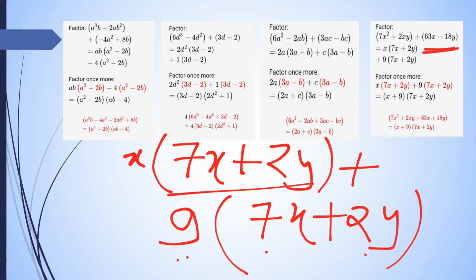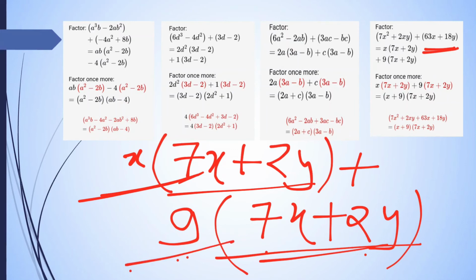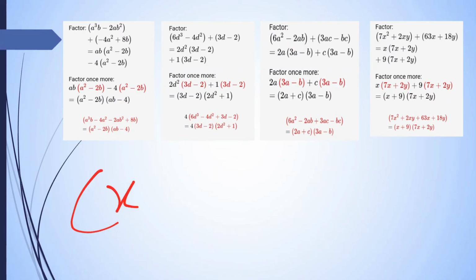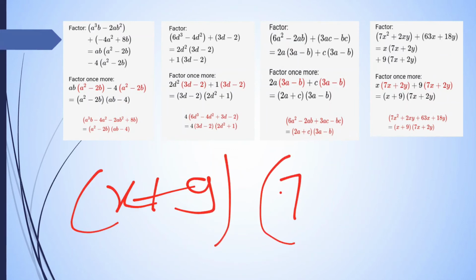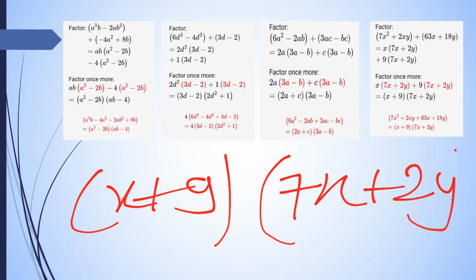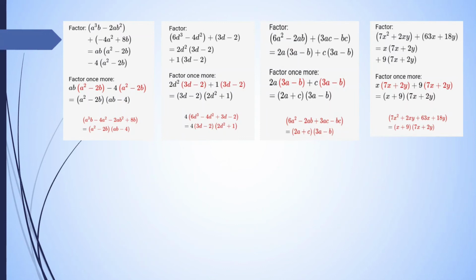Now you can see 7x plus 2y, 7x plus 2y, this is the same. And what is the remaining? x plus 9. So x plus 9 and then 7x plus 2y. This will be the final answer.